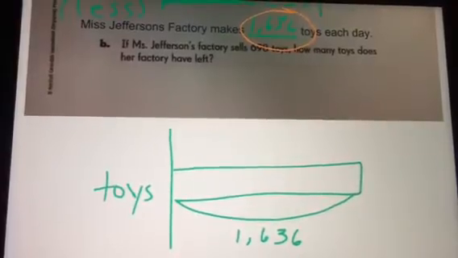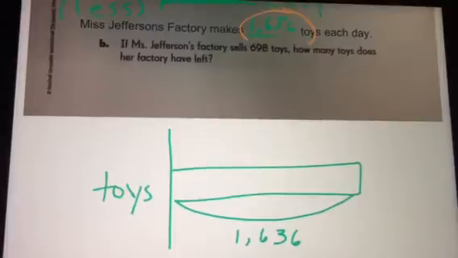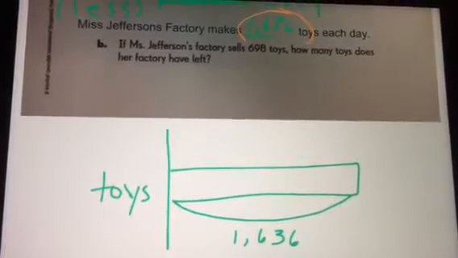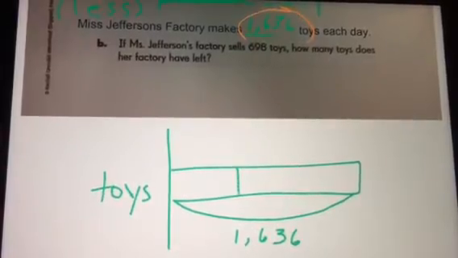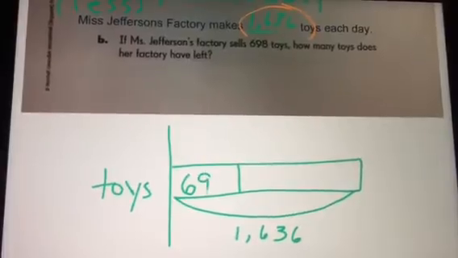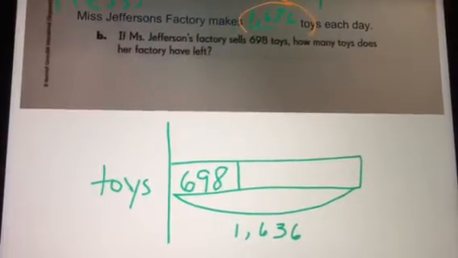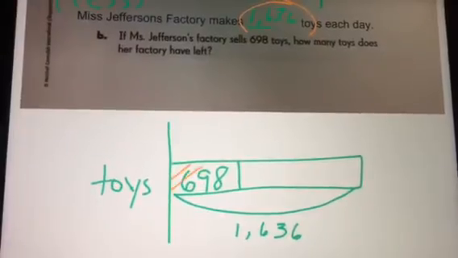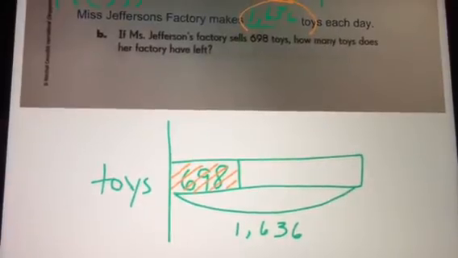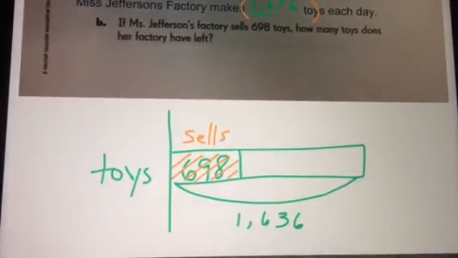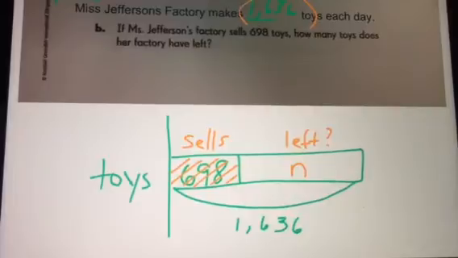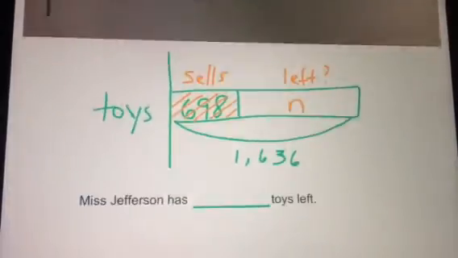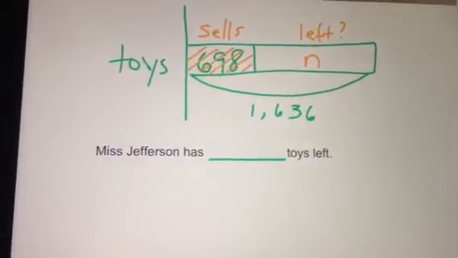Now let's look at the question. If she sells 698 toys, how many toys does her factory have left? So this is what we do. Let's shade off 698. And in class, this is how we shade it. Now we need to make sure that you can still see the number. 698 is the number she sells, and our unknown is how many does she have left? So take a look at it. That is a simple subtraction problem.